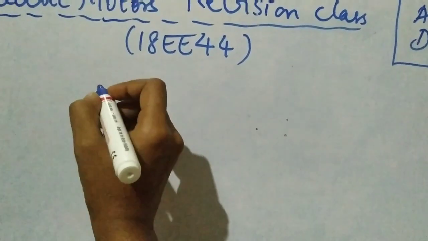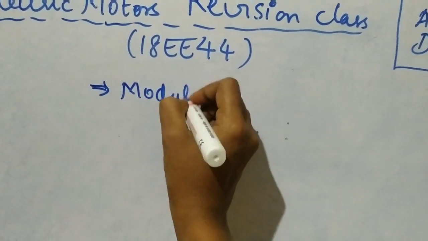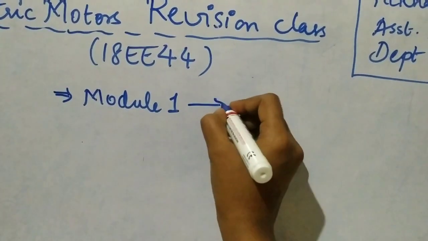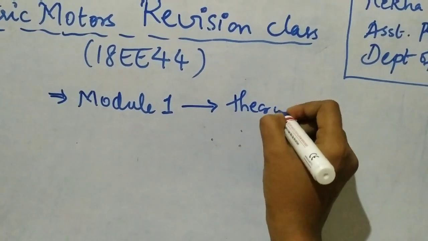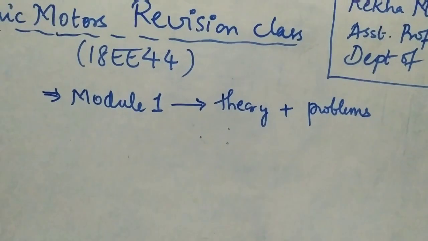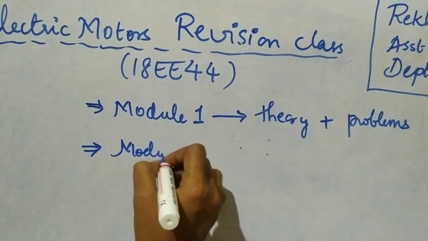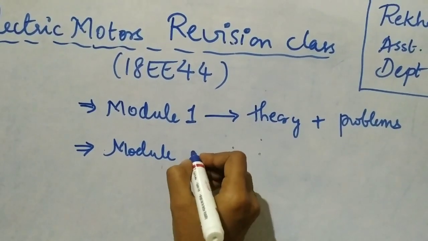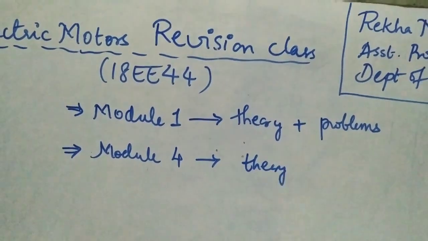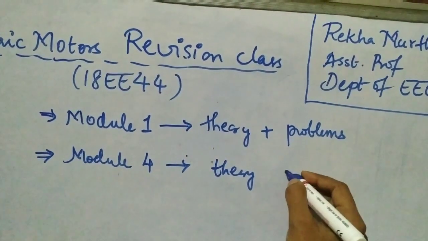Now, first we need to start with the preparation of module 1. As usual, module 1 will have both the theory concepts plus the problems that will appear, right? And then, followed by that, we can go with module 4, which is going to cover the theory. Sometimes, very rarely, they will provide problems.